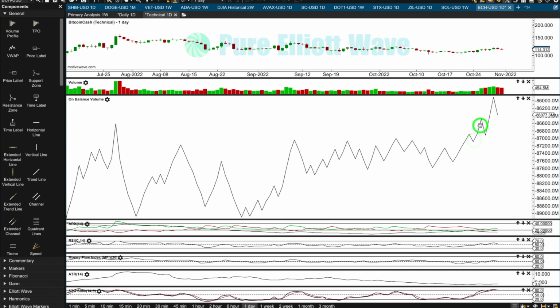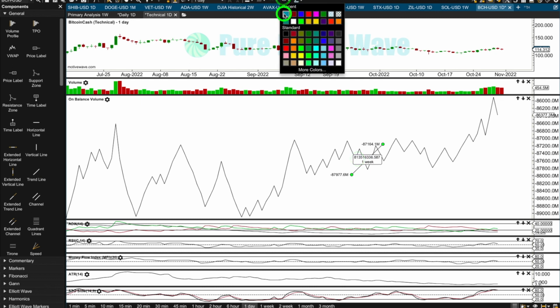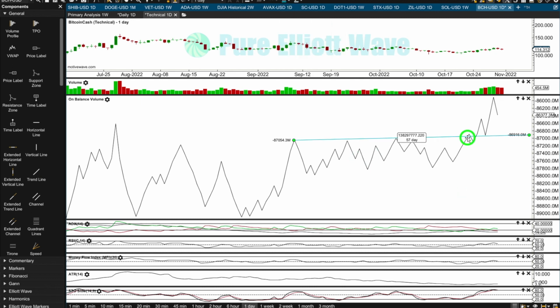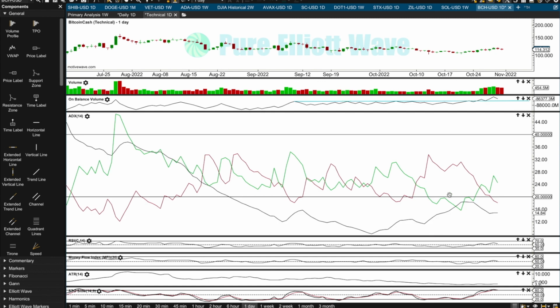On balance volume's broken above it. Let's put that in. This is how I prefer to use on balance volume. There's a nice resistance line, check resistance, break up, check support, move up and away. So this is bullish from on balance volume, very bullish. ADX currently indicating an upward trend? No, it's too low, it's below 15.